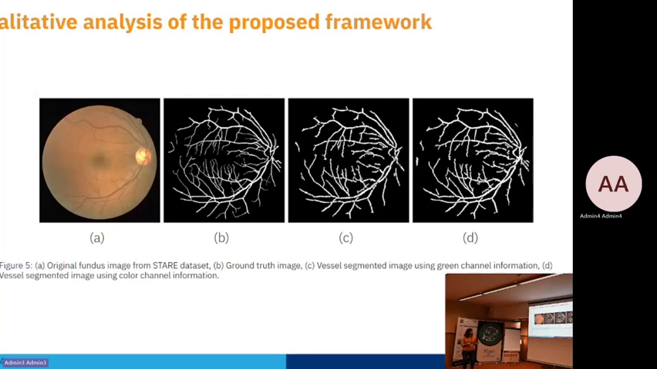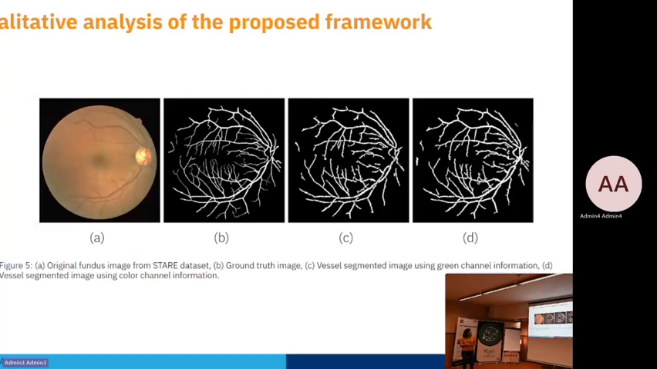So here we have first shown the variation that comes when we use only single channel information and when we use all information. This is the ground truth image and this is the original fundus image. When we have taken only the single channel, this response comes. And when we fuse all the color channel information, this response comes.